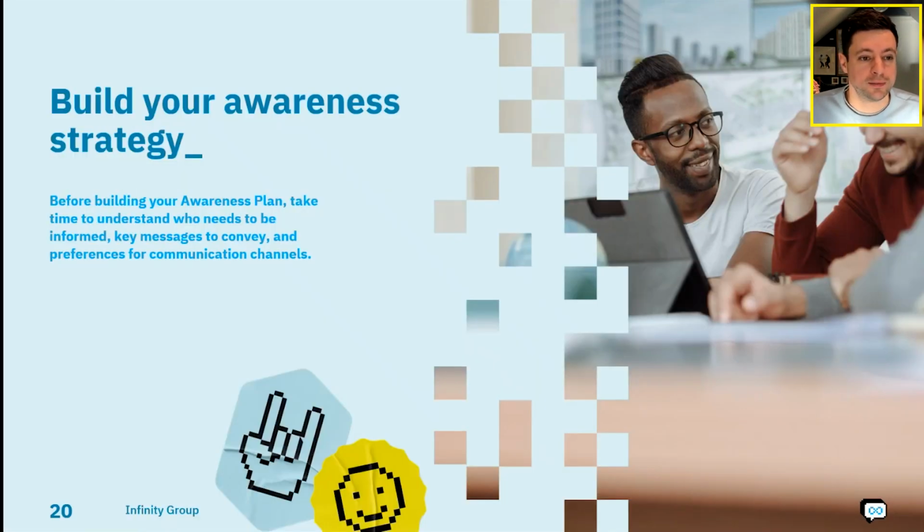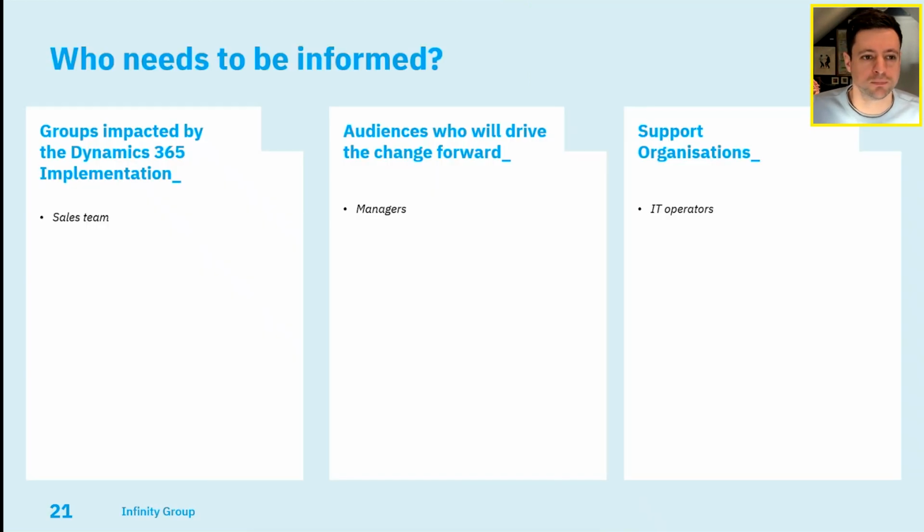So next up is about building an awareness plan. So who needs to be informed? What do they need to know? And how are we going to tell them? What's the best way to get that information out there? And again, that's more of a challenge now than it's ever been, with a lot more distributed and remote teams out there. So we need really careful consideration.